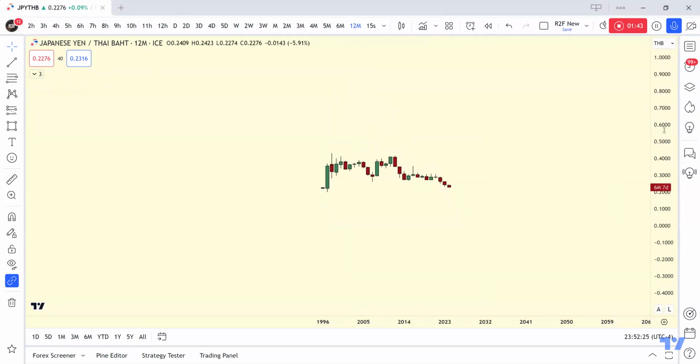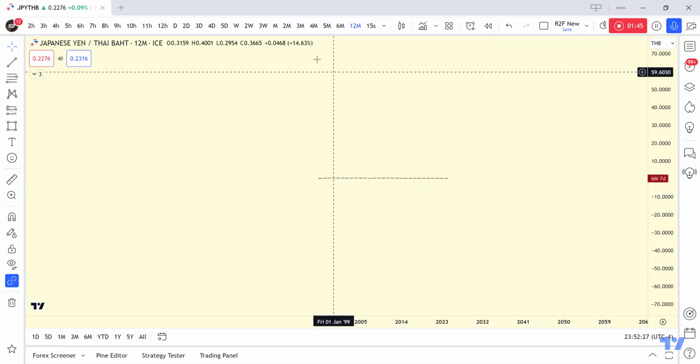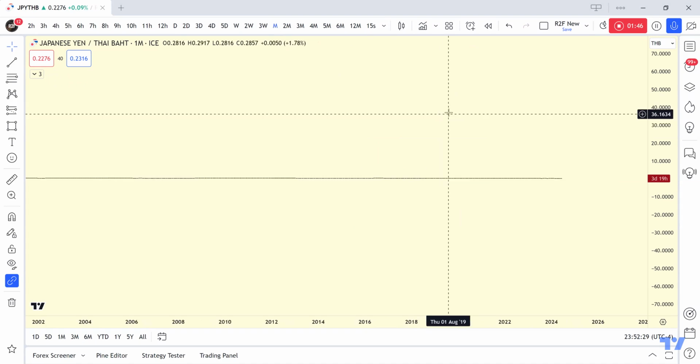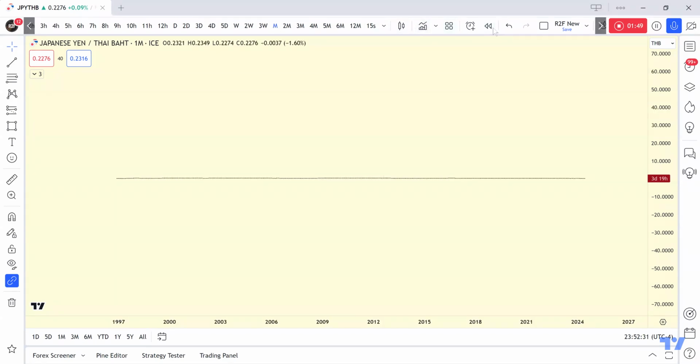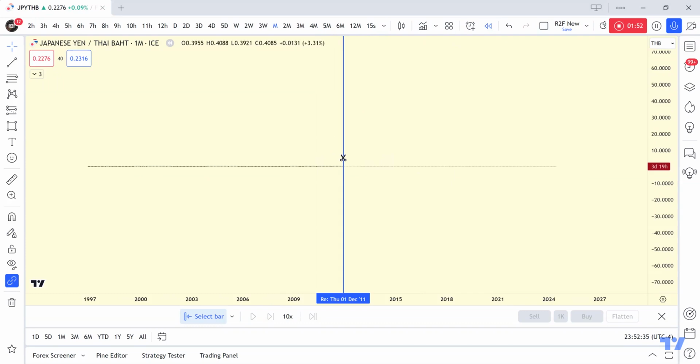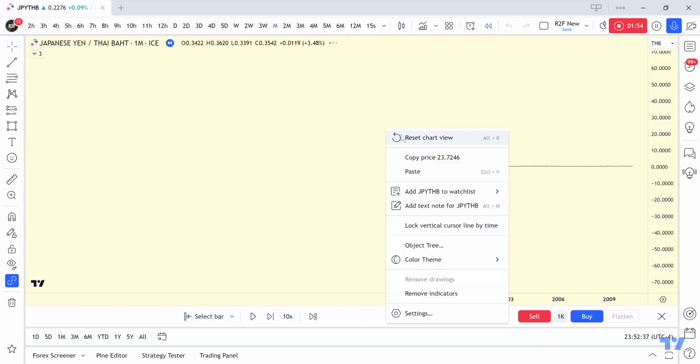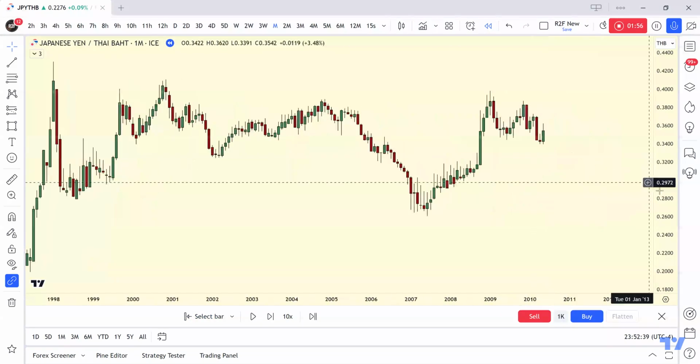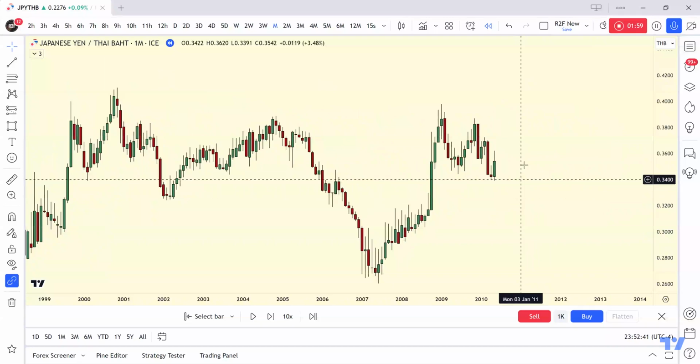Okay, this is a 12-month chart. I'm gonna scrunch it up. Let's go to the 1 month and pick a random point of time. Eeny, meeny, miny, click, click, click, click. Okay. Right. So what do we have here?